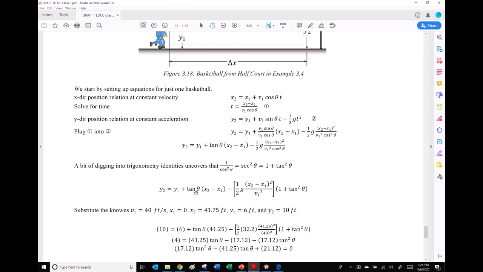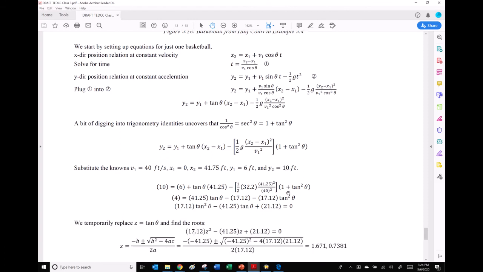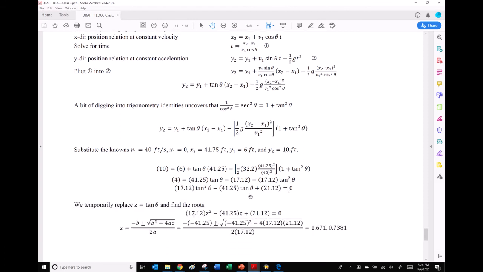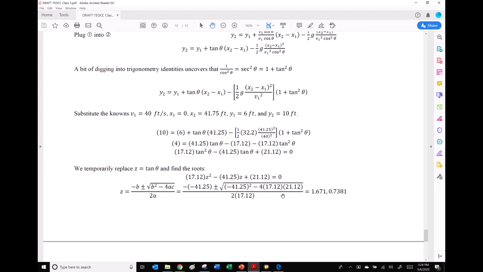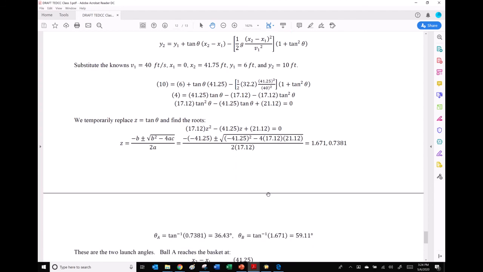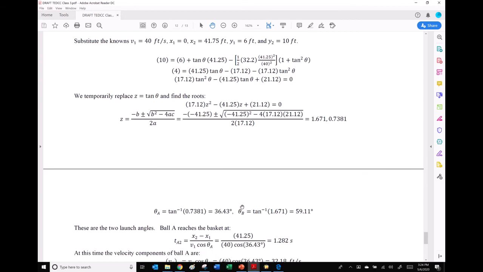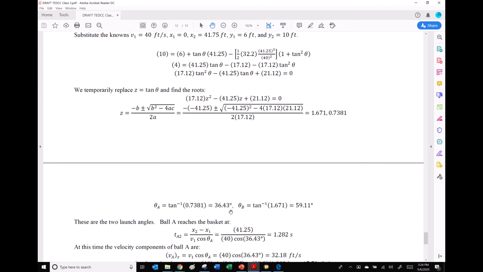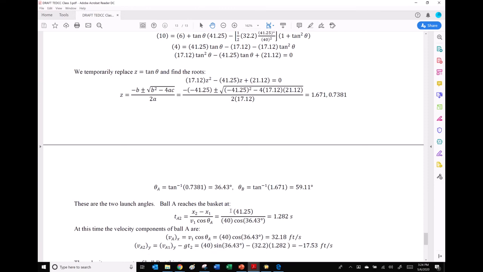Now, if you notice, we have a tangent of theta and a tangent squared of theta. So we can use the quadratic equation to find it, and I just set it equal to z. I just said that the tangent of theta is equal to z, just so it didn't look quite as ugly. And so we have this thing right here, which is the quadratic equation. And now we can solve for z, and we get two different answers. And so these are the two different angles that the brothers can shoot the ball at for it to make the basket, right?